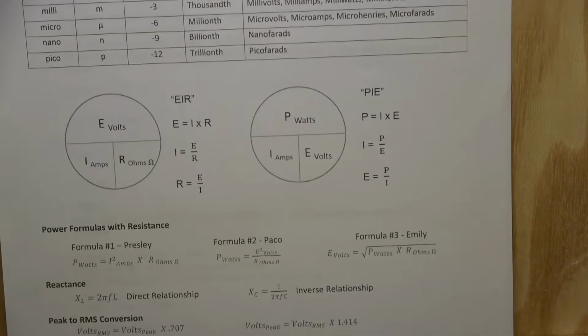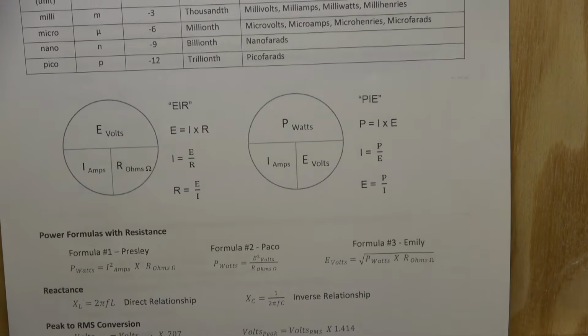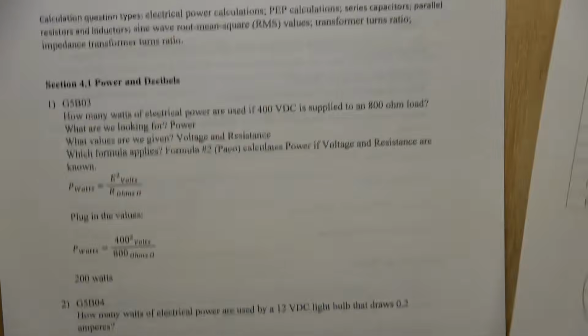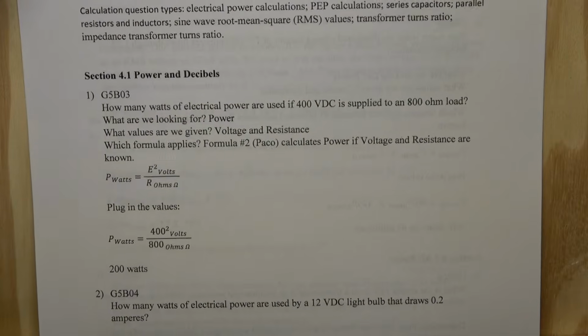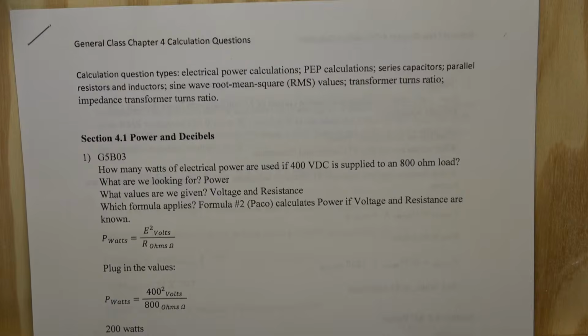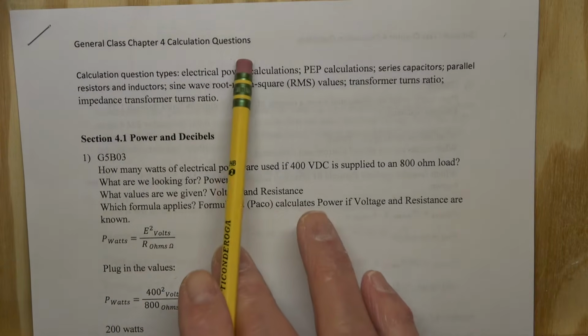So I hope that's starting to feel a little bit good. We did a lot last week. Now I'd like to jump over to this handout, which we looked at briefly last week. You have a handout from last week that says General Class Chapter 4 calculation questions.